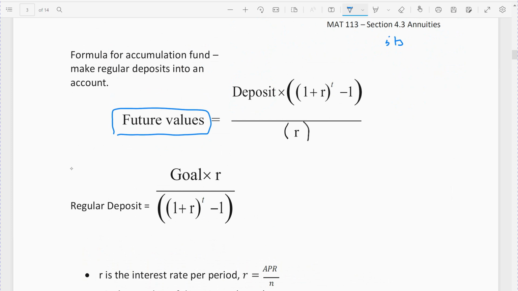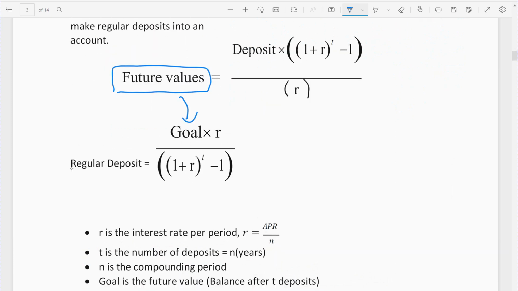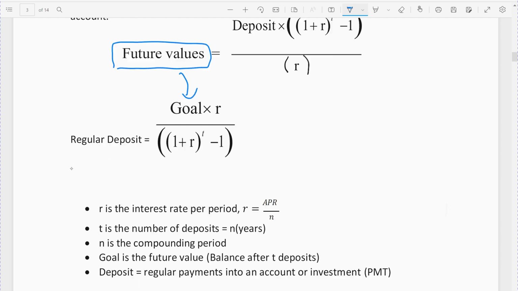So this is the formula. There are two versions of it depending on what you're looking for. If you're looking for how much money you're going to accumulate by making regular deposits, it's the first formula. The second formula is if you have a future goal: I want to save up this amount of money over this many years, so I want to accumulate this future value. What do I need to regularly deposit at a certain interest rate in order to reach that goal? It's the same formula, just solved for two different pieces. The first is solved for the future value. In the second, we know the future value and we're solving for the regular deposits.